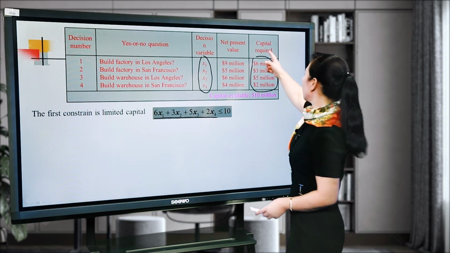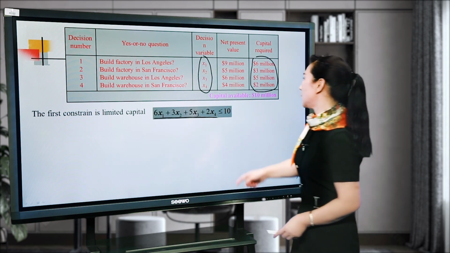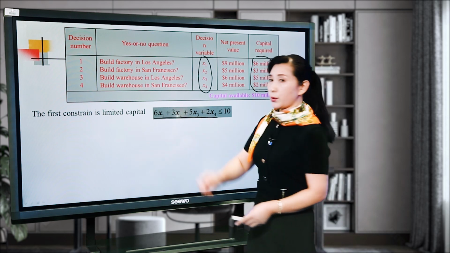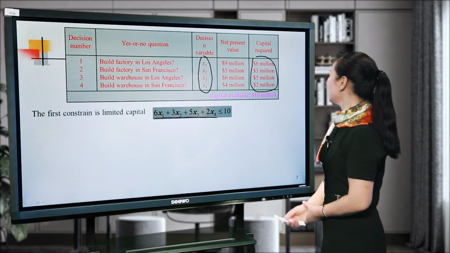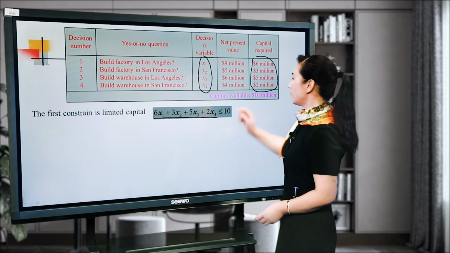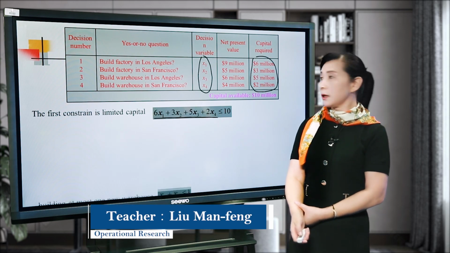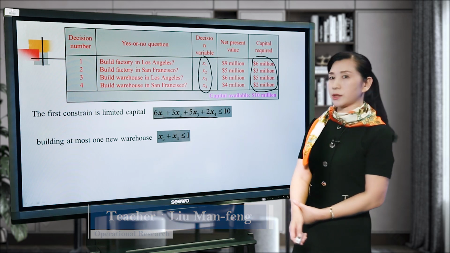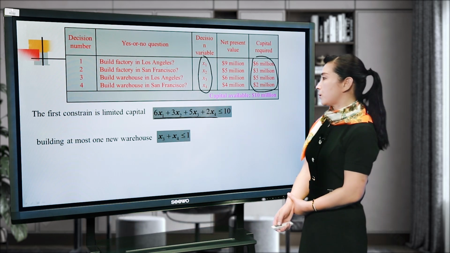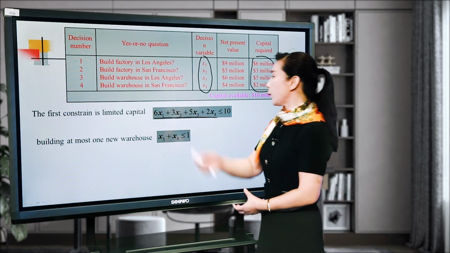So we use this column number times the decision variable. We get the left side of this equation, and this is the used capital. It is less than the available capital, 10 million, and this is the first constraint. The second constraint is building at most 1 warehouse. In this program, the restriction emphasizes that we build at most 1 warehouse.